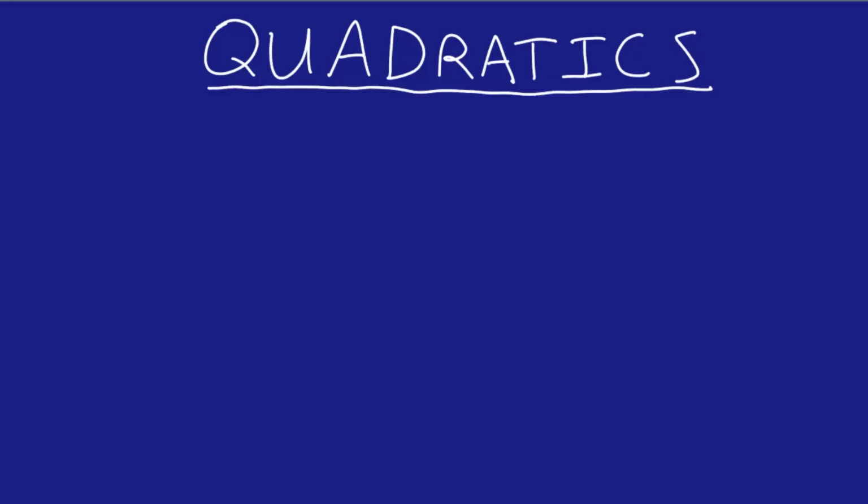So before we start working on problems, I want to do a quick crash course on quadratics. So the first concept you need to know is axis of symmetry. There's basically a formula for the axis of symmetry that is negative b over 2a.